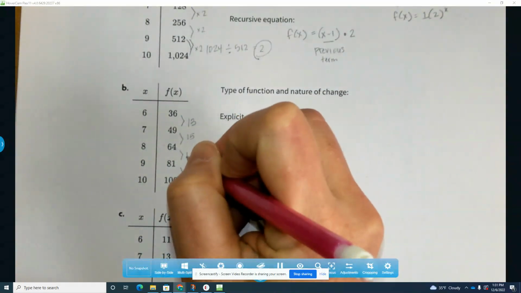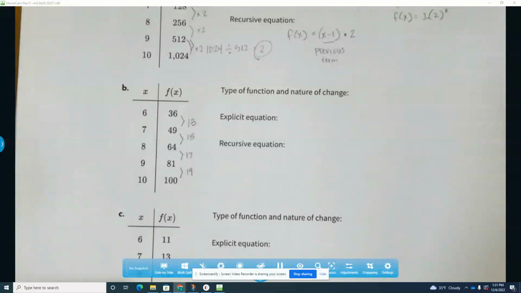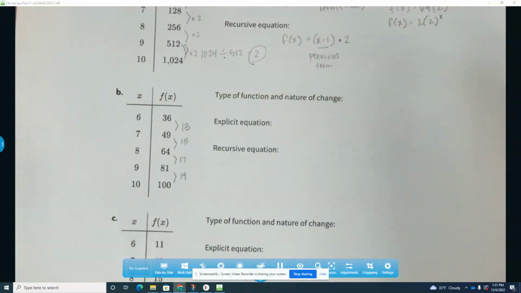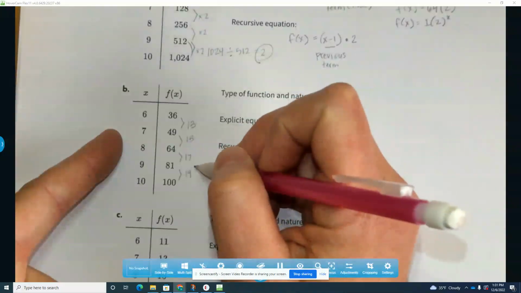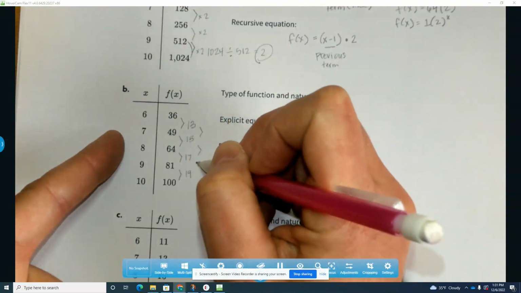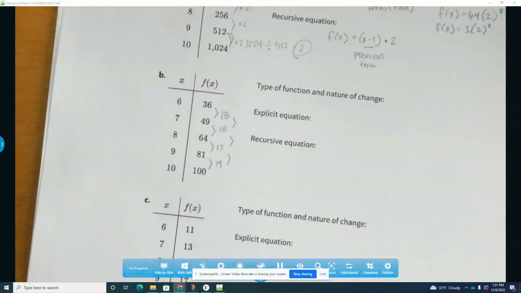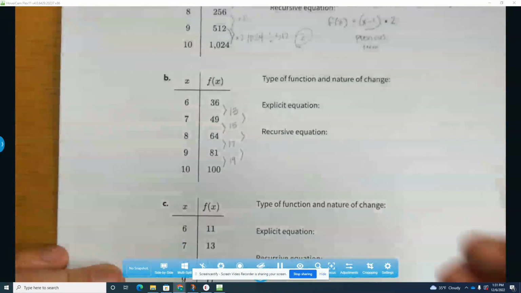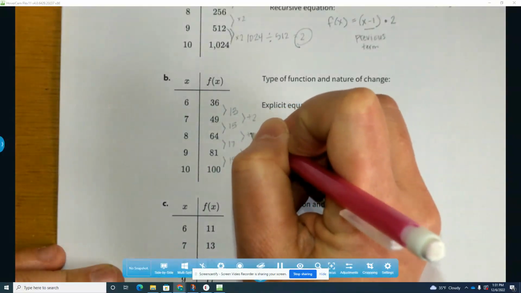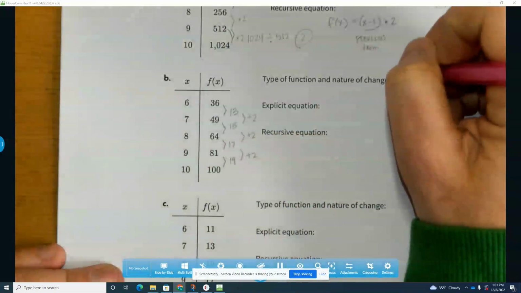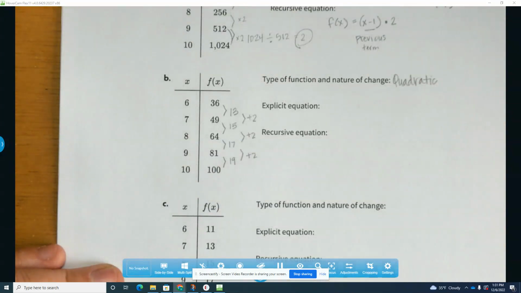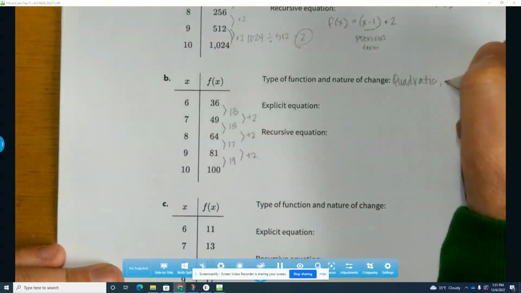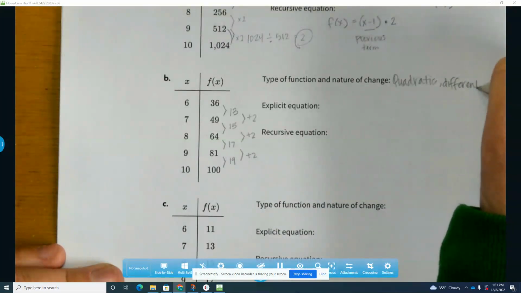So if you worked that out, you can see that it goes up by a different amount every time. It's not adding or subtracting the same thing every time. It's not multiplying by the same thing every time. It is increasing, but not by the same thing. Let's check our second difference. If that is consistent, then we have a quadratic here. So plus 2, plus 2, plus 2. So this is a quadratic. And you can just say it's a different amount every time.